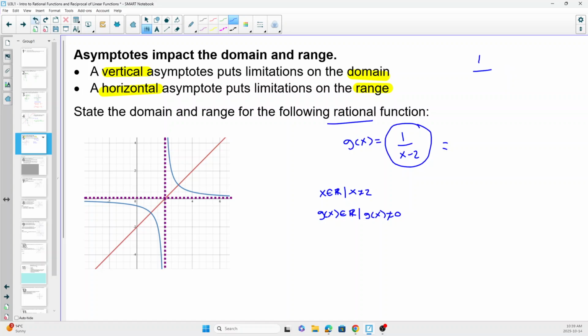The only way when we have a quotient or division to have a quotient of 0 is if the numerator is what turns to 0. So we can have a 0 on the top, but we can never have a 0 on the bottom. 1 divided by anything is never going to equal 0, so we know that this is never going to have a function value of 0.